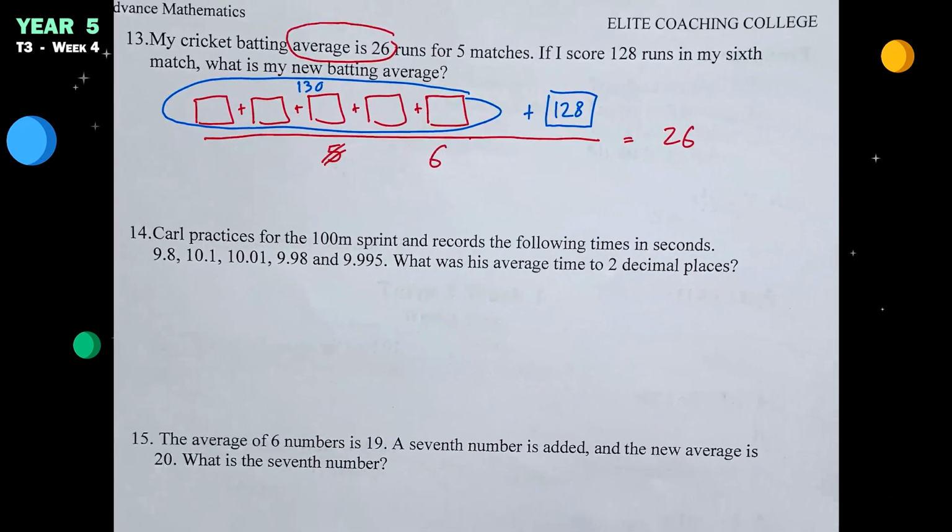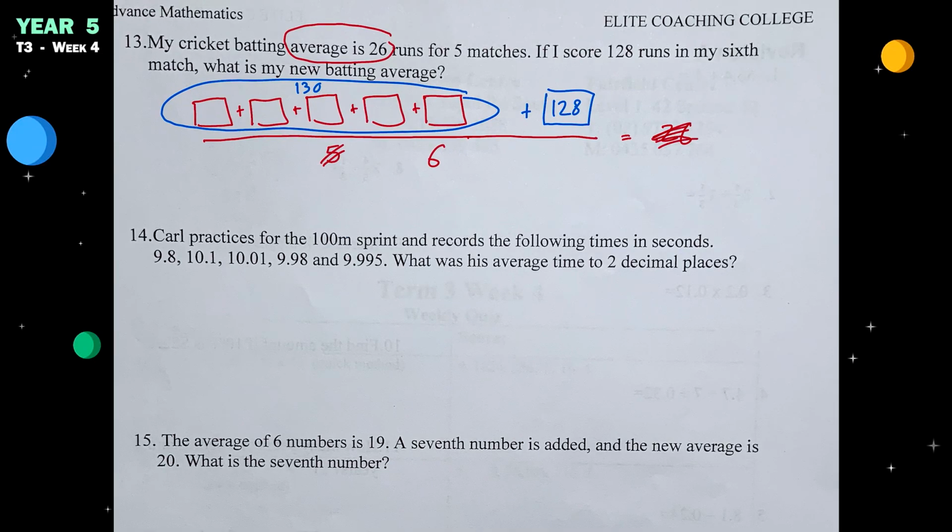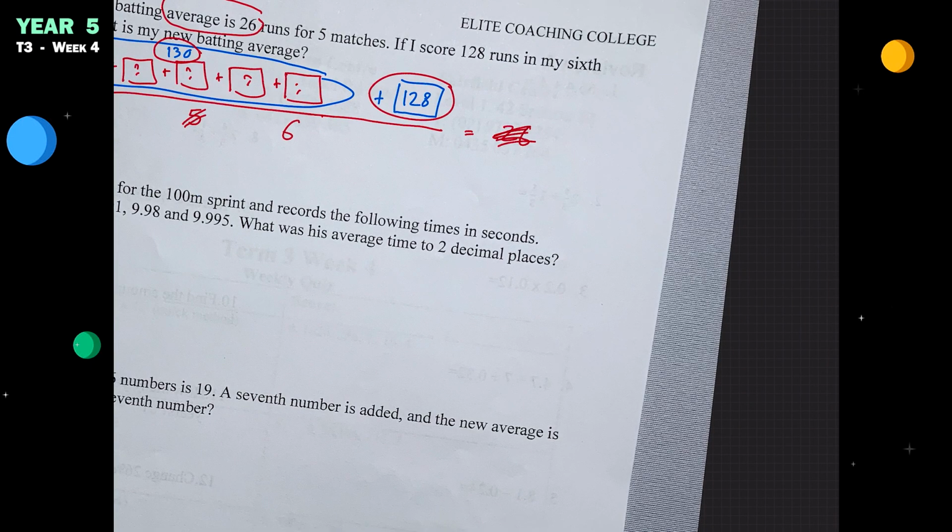And this one will obviously change. This is the old batting average. We want a new one now. So we don't know what the numbers are for each of the first 5, but we do know the total of them. All 5 of them will add up to 130. If you add another 128, that means you've got 130 plus 128, and dividing it by 6, you get the new batting average.